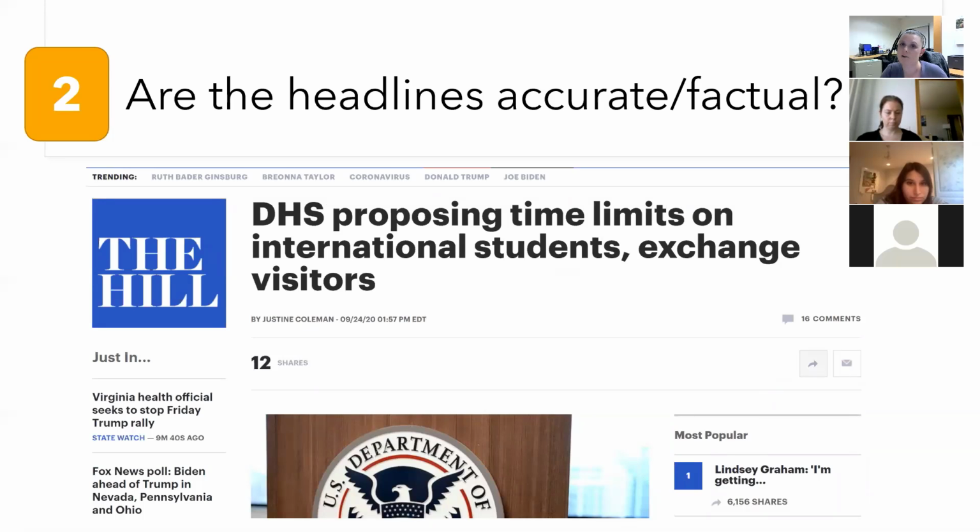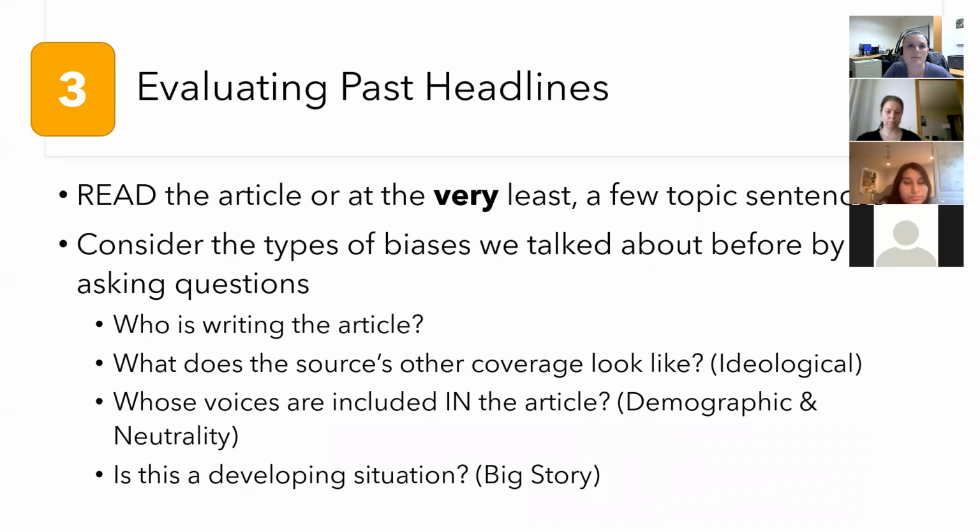So a second one: are the headlines accurate and factual? This headline sounds very objective, which is good: DHS proposing time limits on international students and exchange visitors. But we want to read the article to get more facts. What are the time limits? Why are they being proposed? What are the consequences to students? So we do want to go further, but the headlines can act as that first level indicator of objectivity. And then we have to go past the headlines.